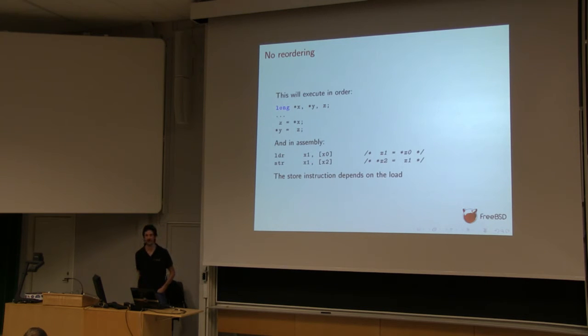So hopefully this code will actually execute in order. Given that, in the C code, I'm loading data from what's pointed at by x and storing it into y. You can see there's a dependency there: we need to have read from x before we can store in y, and the assembler is the same. It's saying x1. There's a dependency between the load and the store. x1 is read and then it's written. You've got to have read x1 before you can write it out again.